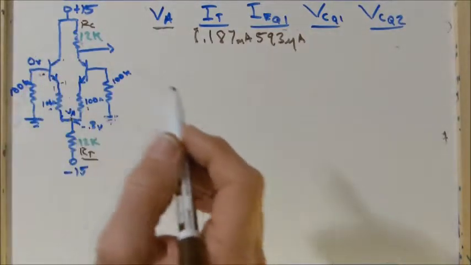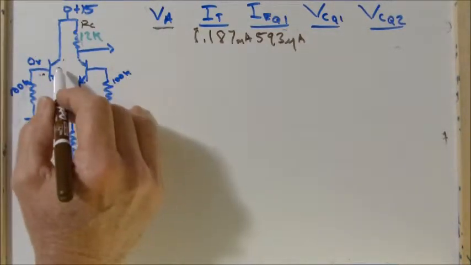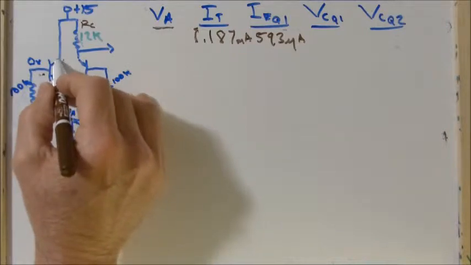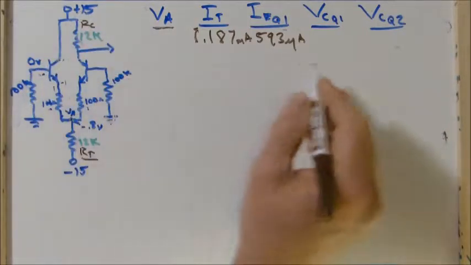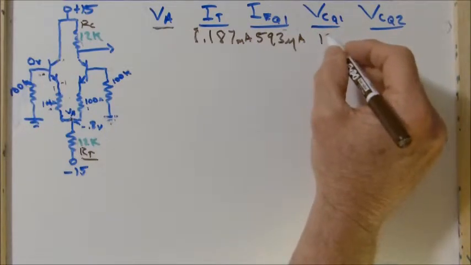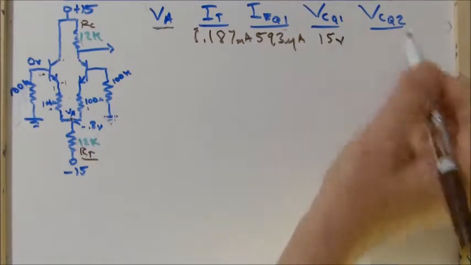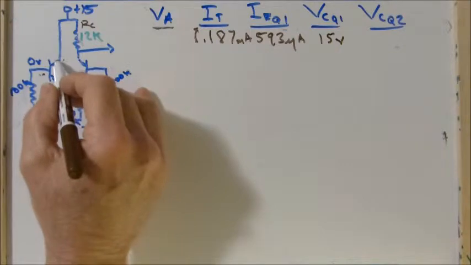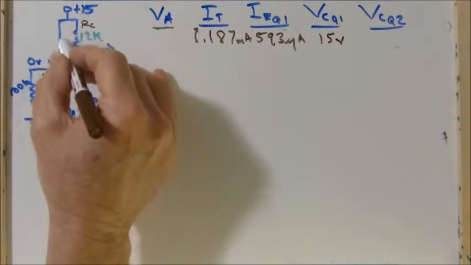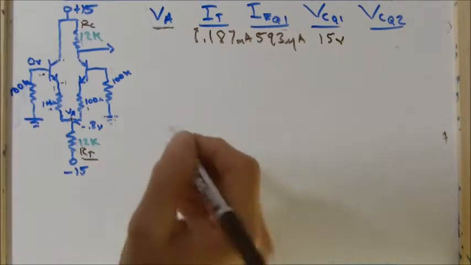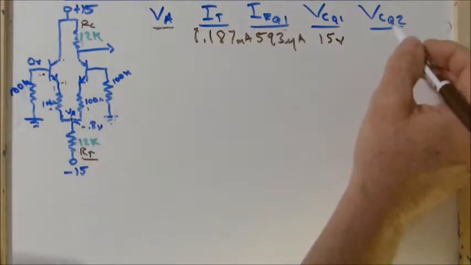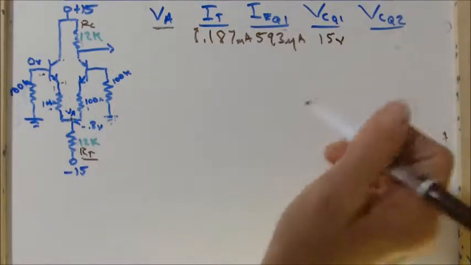VCQ1, that was a freebie. So here's Q1, voltage at the collector. Of course, the collector is tied to plus 15. I would call that 15 volts, right? There's a collector, there's plus 15. Those two are tied together. No resistor, 15 volts. Okay, voltage of collector Q2.